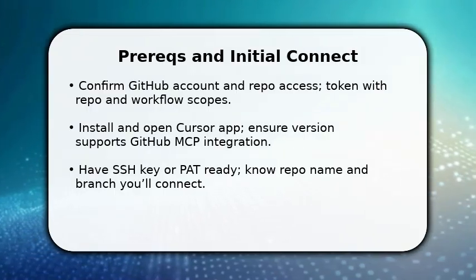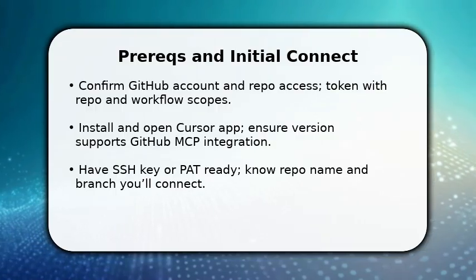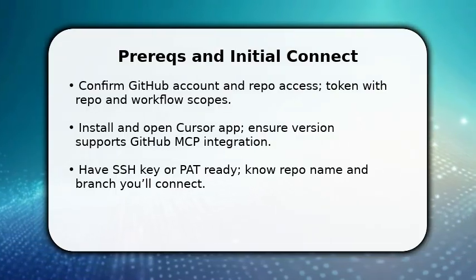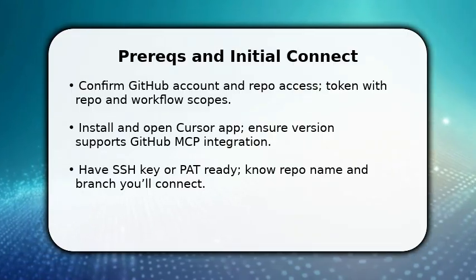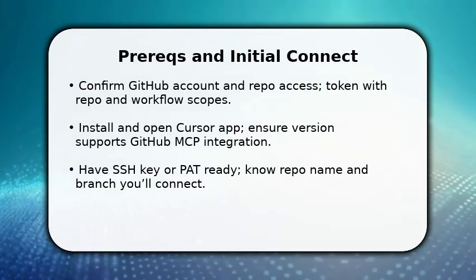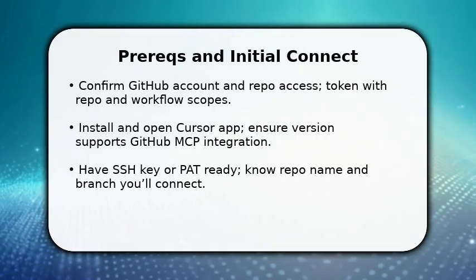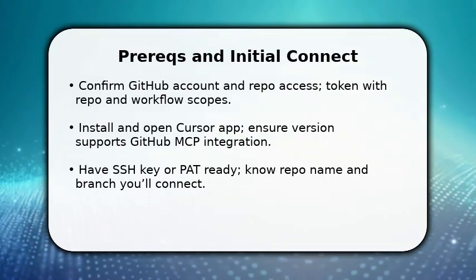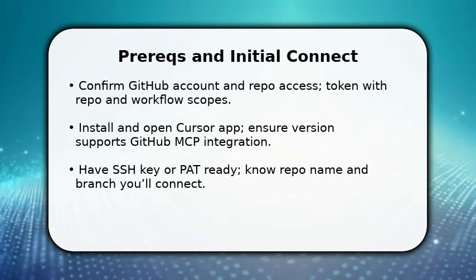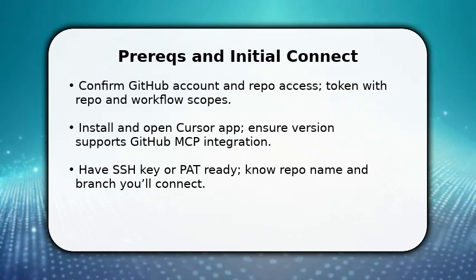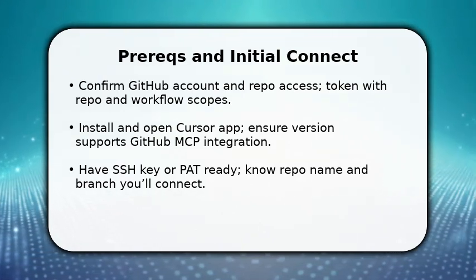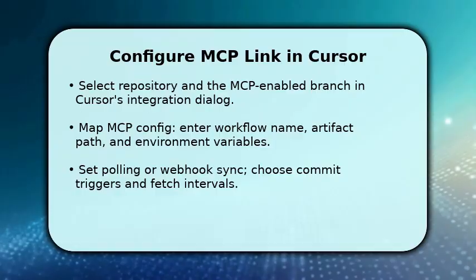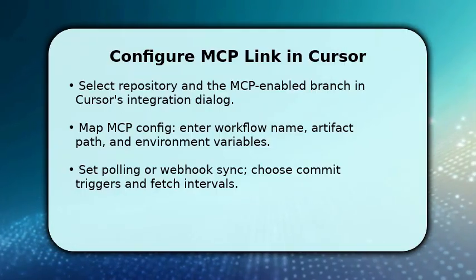Choose GitHub MCP. Once done, authenticate with the token or SSH agent so Cursor can list repositories. Make sure you select the exact repo and branch for the MCP connection. This avoids mismatches later. This step gives Cursor the permission it needs to access CI artifacts and commit states for the MCP link.